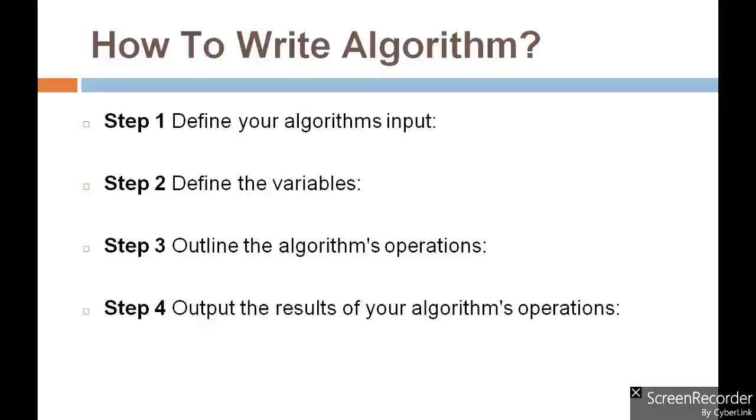And the last step, that is step 4, is output the result of your algorithm's operation. That means display the results of your solution. So these are the 4 main steps which should be followed while writing an algorithm. So this is all about the algorithms.